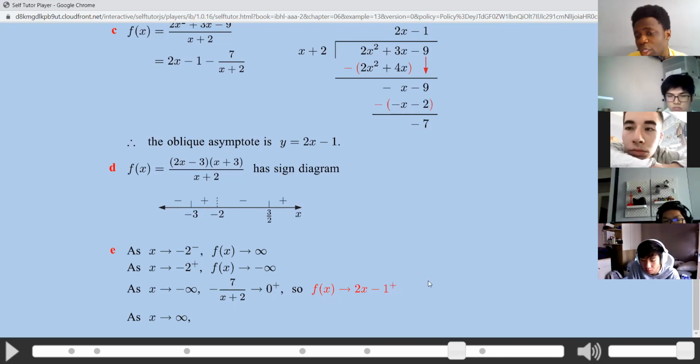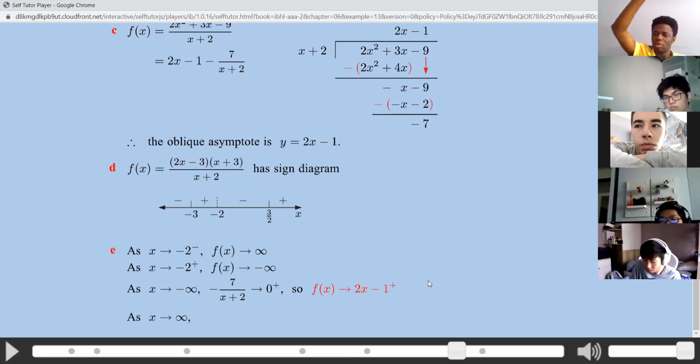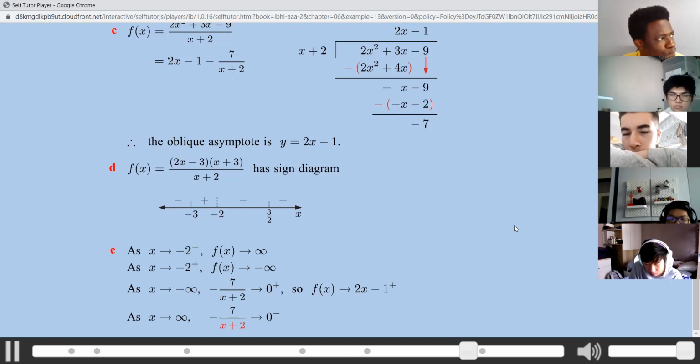Because you need to know, if you are going towards infinity, does it approach the oblique from below? From below means it's coming up and approaching it. Or is it approaching it from above? It's coming down and approaching it. You have to know. Understand that? So listen. As x tends to infinity, the denominator is positive, and so the overall remainder is negative. The function tends to the oblique asymptote from below.